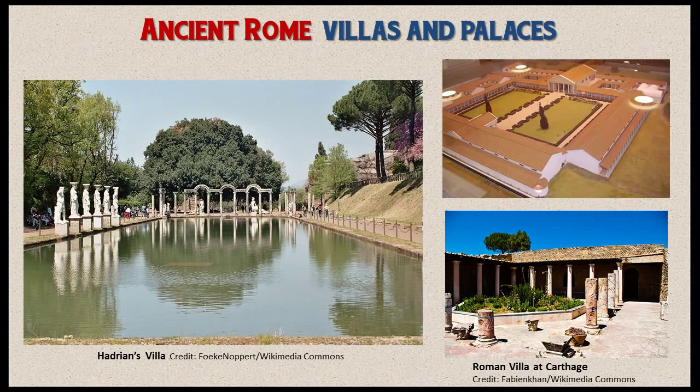Okay, let's take a look at the Roman villas and palaces. And these were essentially Roman country houses that were built for the upper class. Now, this occurred both during the Roman Republic and Roman Empire. And this picture here on the left was one of Hadrian's villas. Now, Hadrian, of course, was an emperor during the Roman Empire. And he didn't just have one palace, he had around 12 palaces, if you can imagine that.